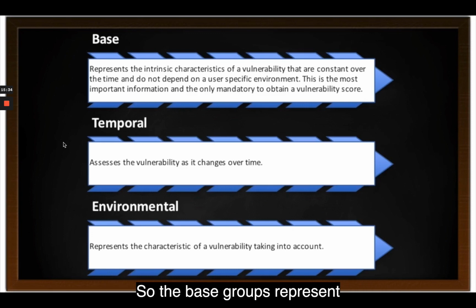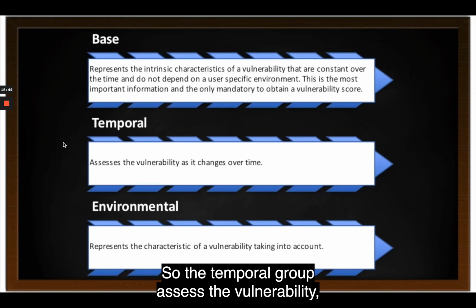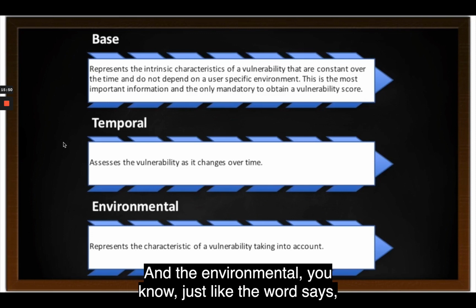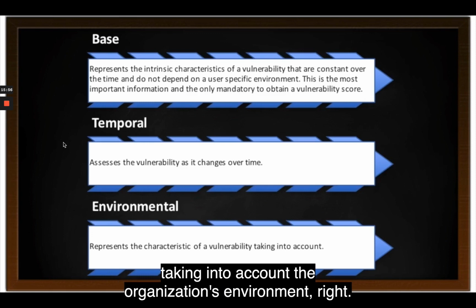In CVSS, a vulnerability is evaluated under three aspects, and scores are assigned to each of those different categories, right? The base group represents the characteristics of a vulnerability that are constant over time and do not depend on a user-specific environment, right? The temporal group assesses the vulnerability as it changes over time, and the environmental group, just like the word says, represents the characteristics of a vulnerability taking into account the organization's environment, right?